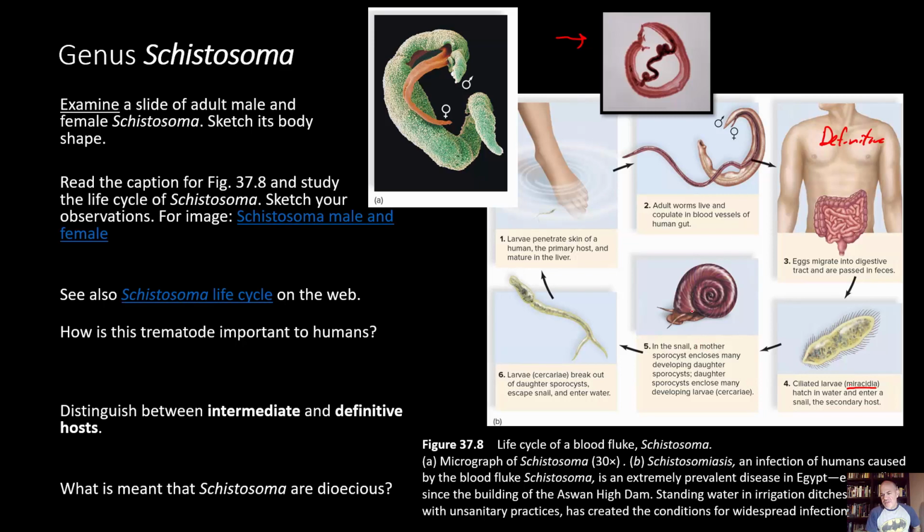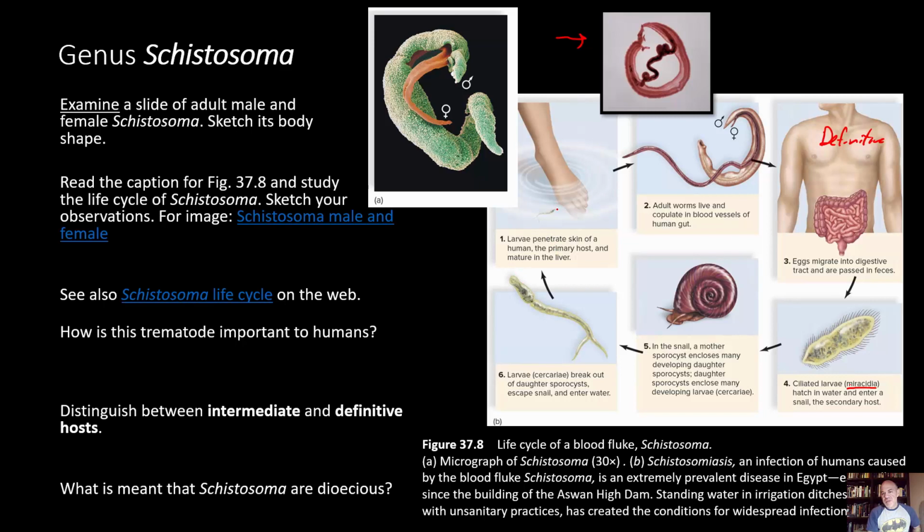And then they end up getting into a snail-like host here. And then you have your larval cercariae, which can swim. And in this case, instead of going and penetrating into the body or the skin of a fish, they'll go directly into the human skin.